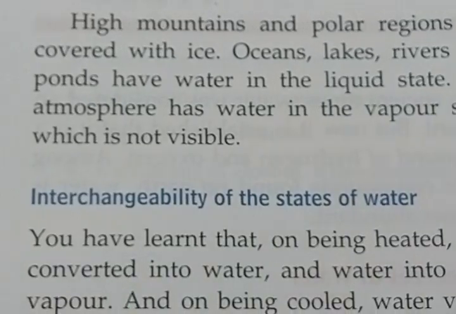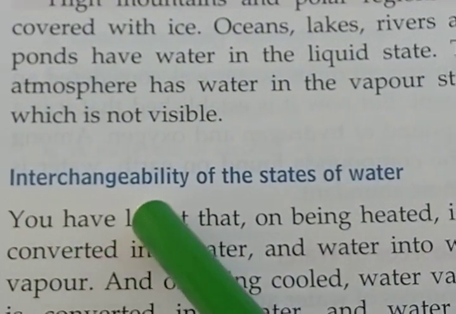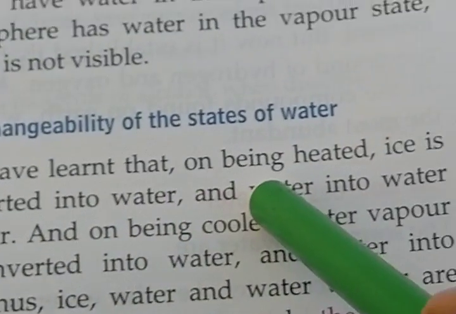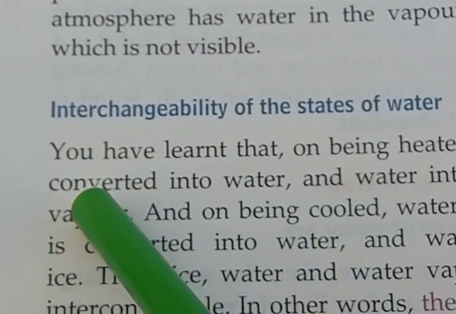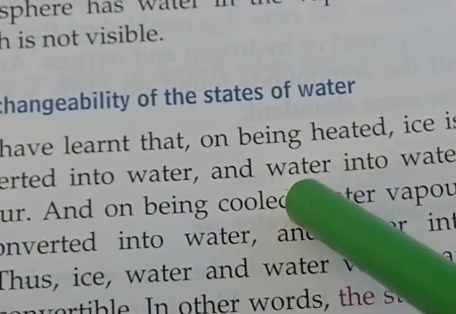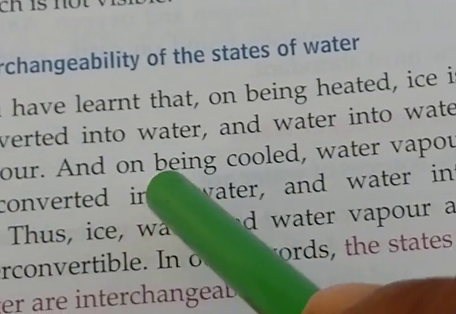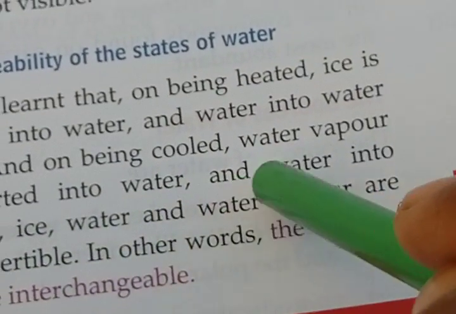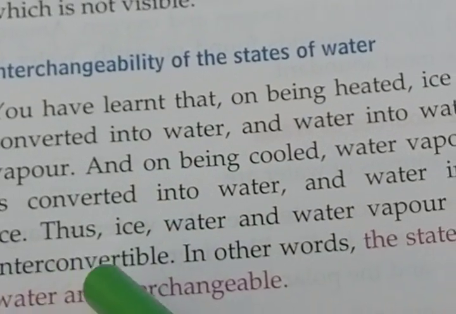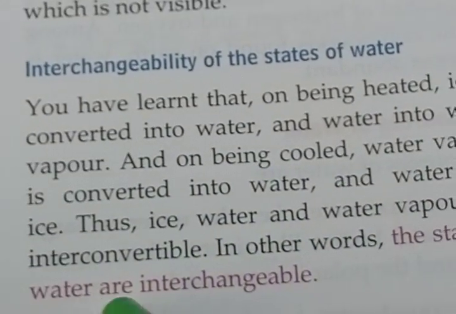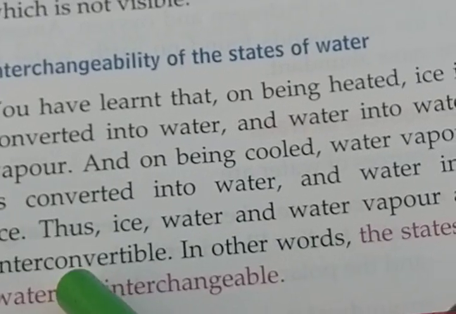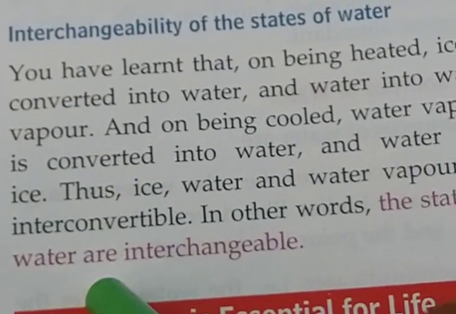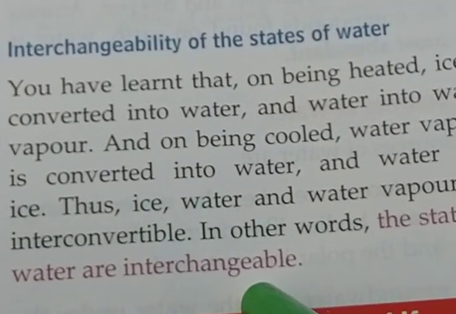Now, interchangeability of states of water. You have learned that on being heated, ice is converted into water, water into water vapor, and on being cooled, water vapor is converted into water as well as water into ice. Thus, ice, water, and water vapor are interconvertible. So, in other words, the states of water are interchangeable.